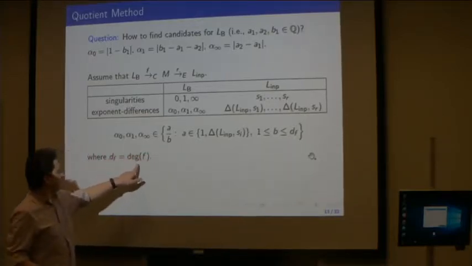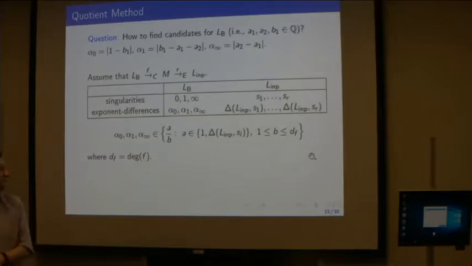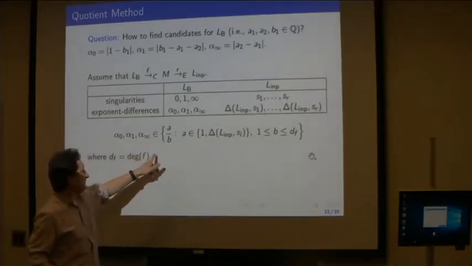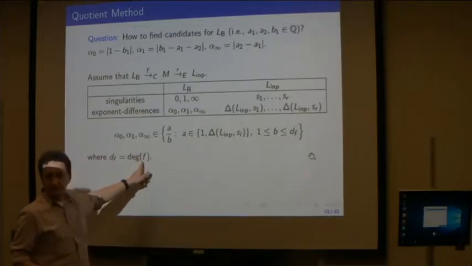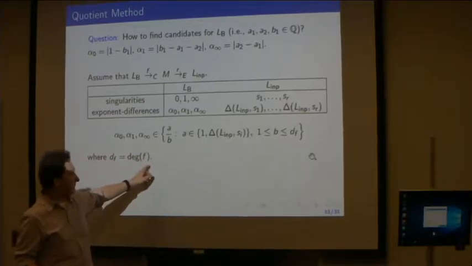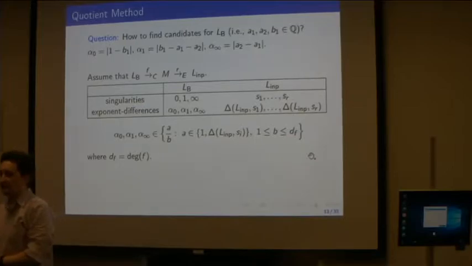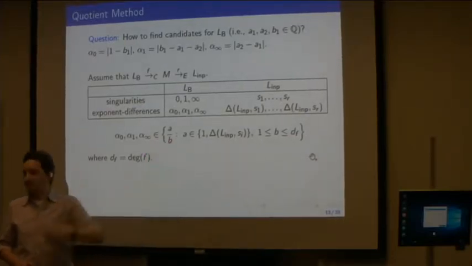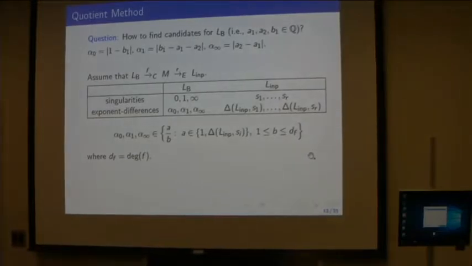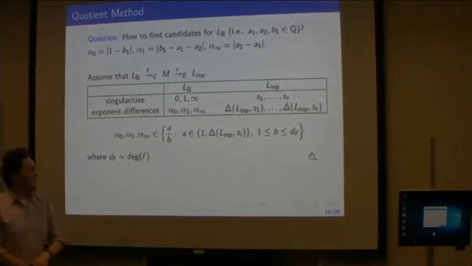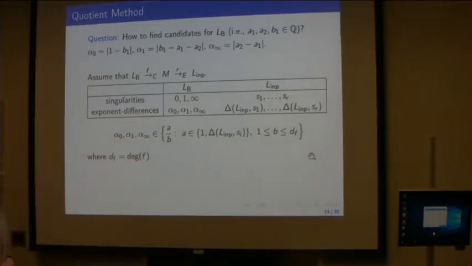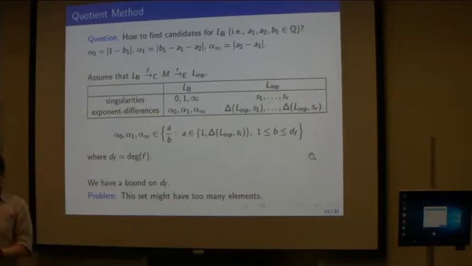We don't have f, but we can compute a degree bound. So this is the formula. This is the set for rational pullback functions. But if you have an algebraic pullback function, again we have a similar set. Oh, I see. We can put the algebraic degree here, and we can run from one to the algebraic degree bound. Okay, so now at least we know how to choose candidates for alpha 0, alpha 1, and alpha infinity, but this set might have too many elements.